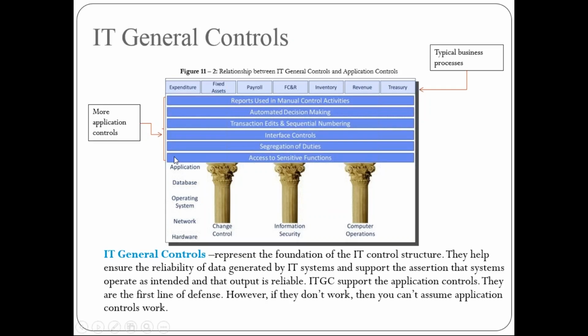Change control, you'll notice here on the left we have application, database, operating system, network, and hardware. Basically, these three pillars of IT general controls safeguard all these things. They safeguard, remember, in three-tier architecture, the applications, the database, the operating system, the network, everything. And these general controls, if you have a problem with computer operations and you lose access to your computer operations, the entire business is impacted. There's really no part of the business that's not impacted.